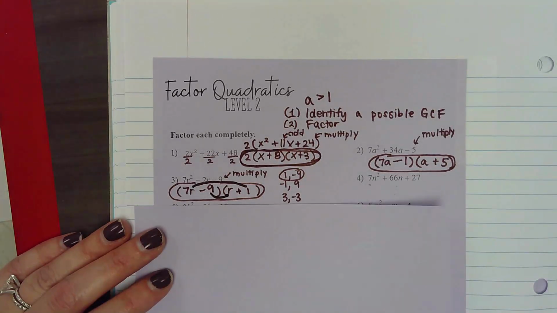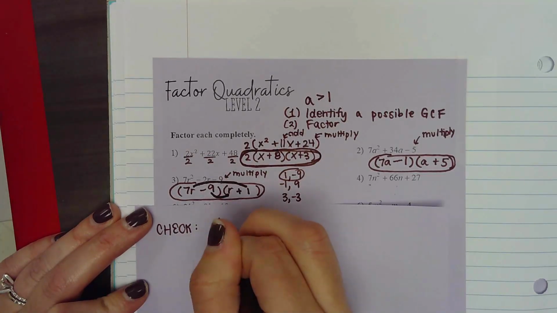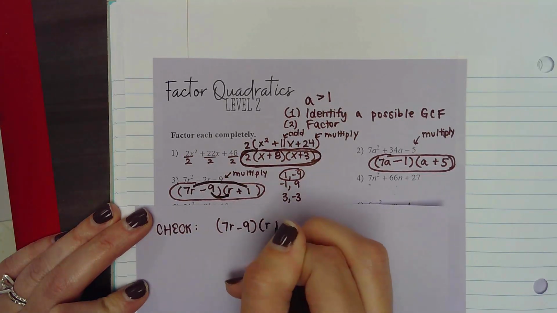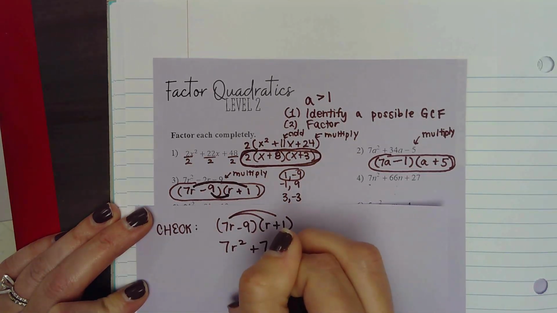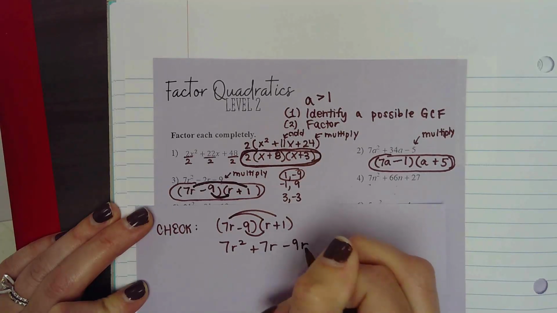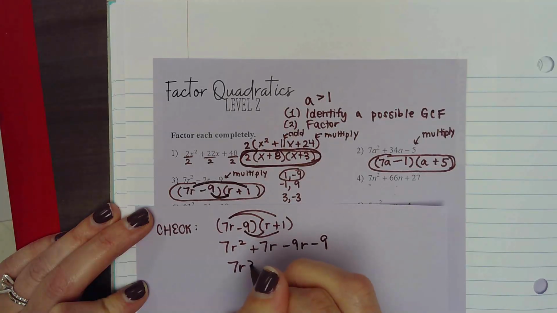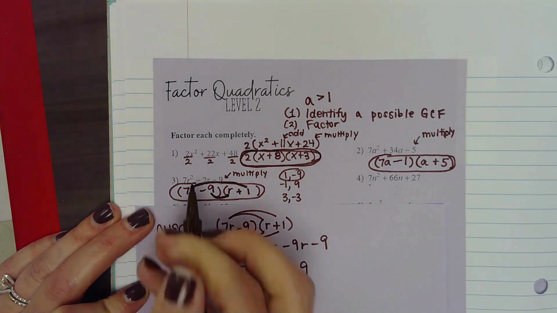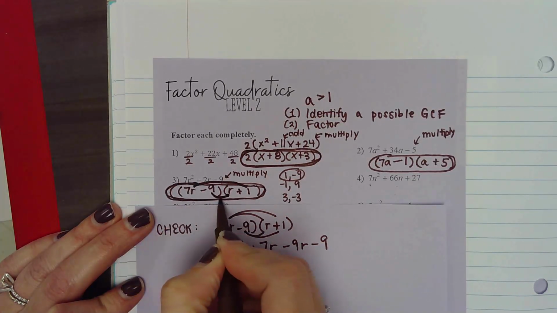Double check your answer, make sure you got it. 7R minus 9 times R plus 1: 7R squared plus 7R minus 9R minus 9. So 7R squared minus 2R minus 9, and I got it. So these are the factors of 7R squared minus 2R minus 9.